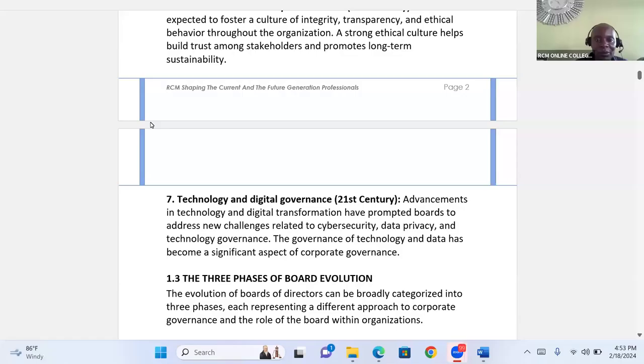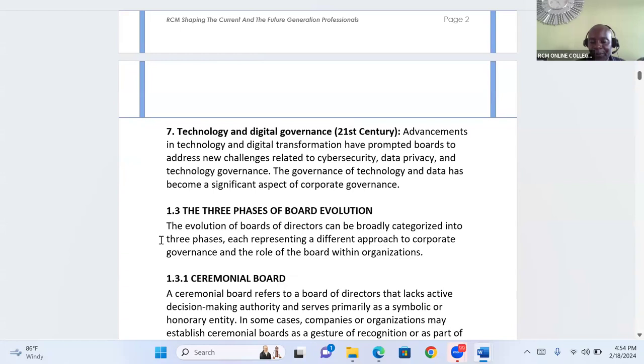So then if you allow me, I'll be able to go straight away to the three phases of board evolution. How have these boards evolved? How have they changed with time? Initially we used to have that board that we would call ceremonial.